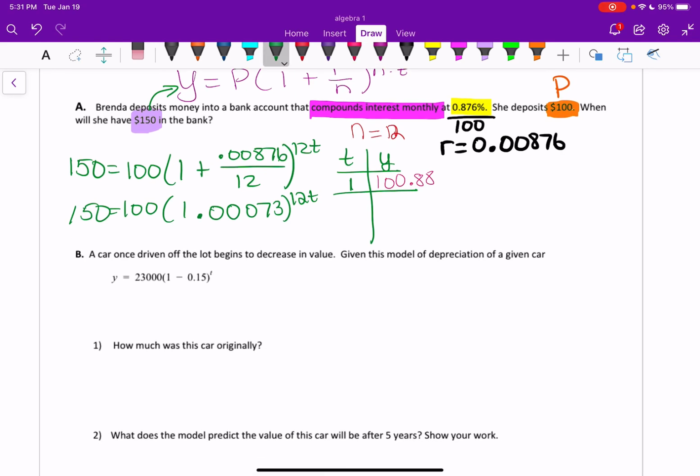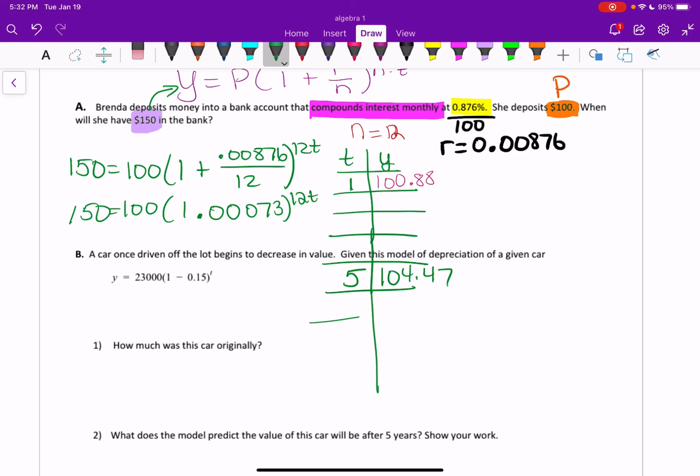So I am going to skip down, just for the sake of it, to 5. I'm going to see what happens if I do 5 years. So I kind of know where I need to go. So I do 100 times (1.00073). Now 12 times 5 is 60, so I'm going to raise it to the 60th power. I'm getting a different answer than before. I got 104 point... Make sure I did this right. 0.0876 divided by 100 is 0.012. Oh no. Okay, I'm good. So that's not far enough.